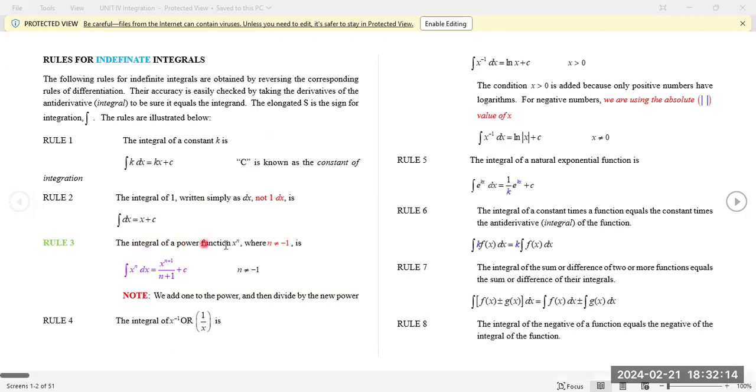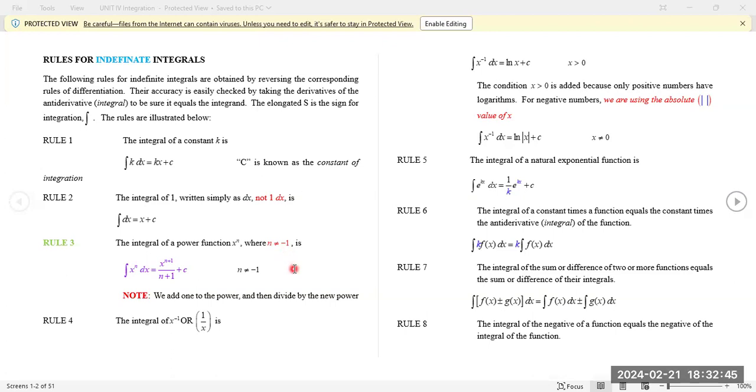What this is saying is that the integral of a power function x to the n, n is not equal to -1. You mean n, sir? N cannot be equal to -1, yeah. Thanks. N cannot be equal to -1. At no way, no point, no time. All right?